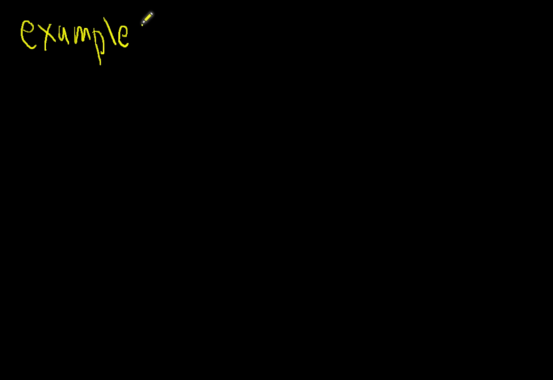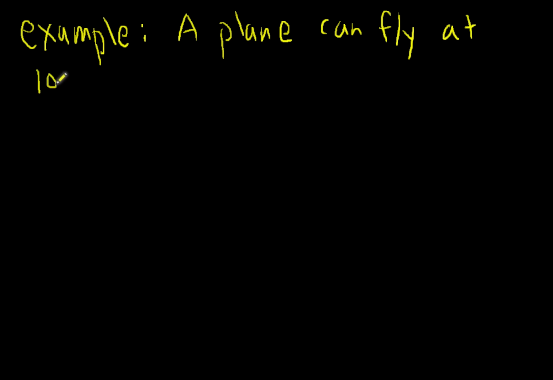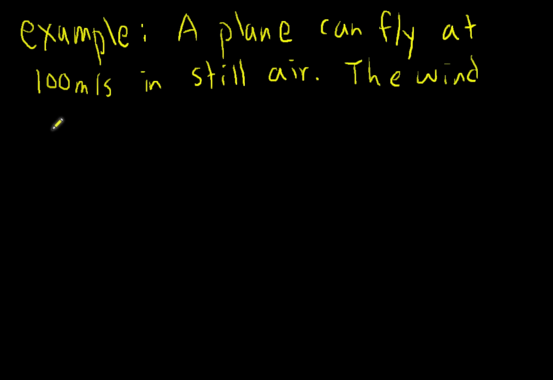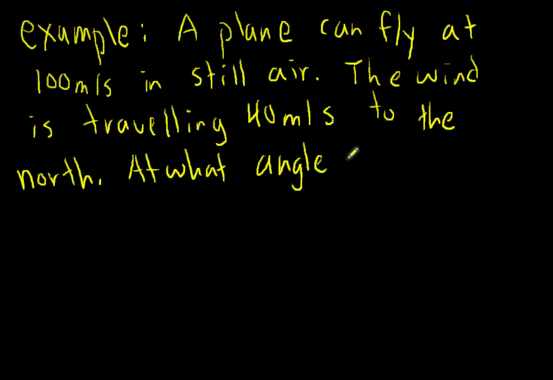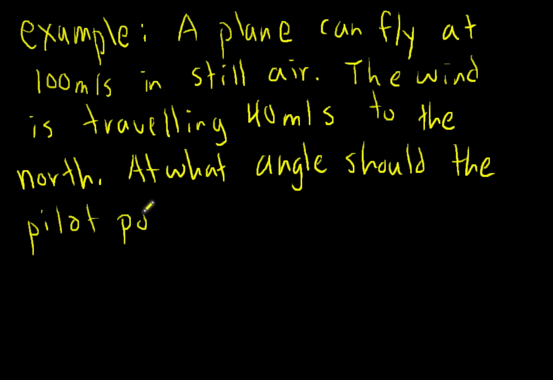Here's another example, and for this example we'll look at a plane problem. We have a plane that can fly at 100 meters per second in still air. The plane encounters a wind that is traveling 40 meters per second to the north. At what angle should the pilot point so that the plane ends up directly west?